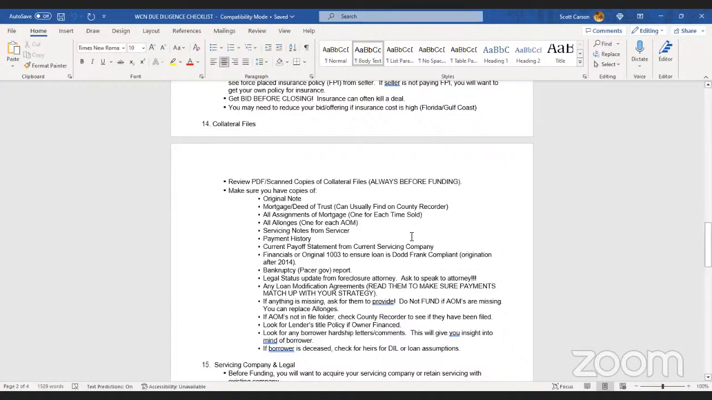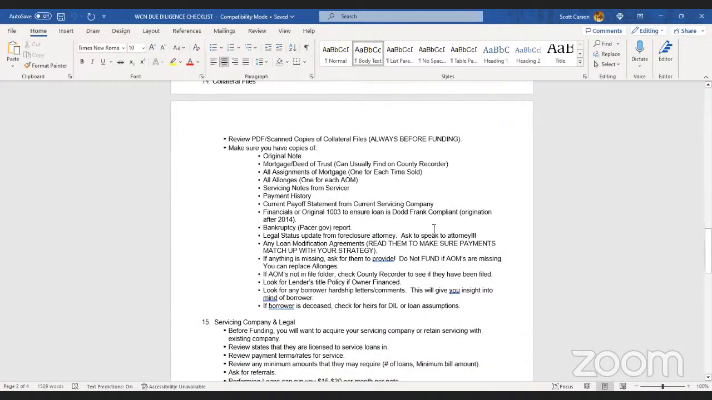This is why I don't like to buy notes that are self-serviced, because the self-servicing number is always wrong. Okay. If you can get the financials, like the financial documents that the borrower filled out, the 1003 loan application, anything financials is great. Make sure they're Dodd-Frank compliant. If it's an owner finance note, you want to see if there's a Dodd-Frank certificate in there as well.